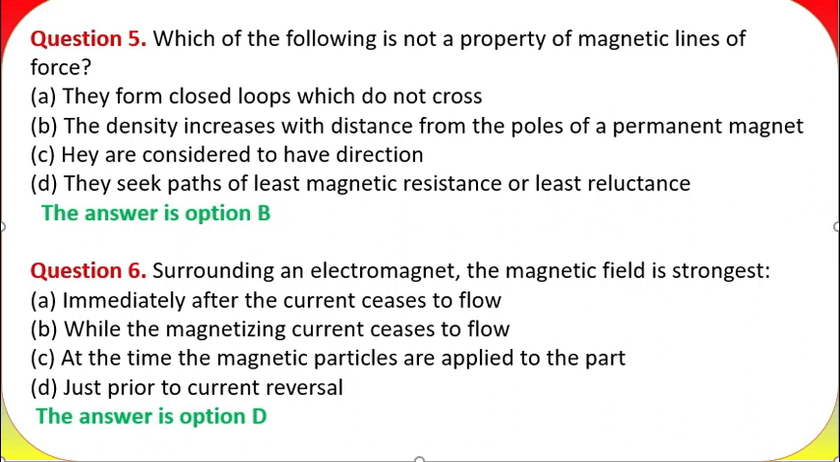Question 6. Surrounding an electromagnet, the magnetic field is strongest: A. Immediately after the current ceases to flow. B. While the magnetizing current ceases to flow. C. At the time the magnetic particles are applied to the part. D. Just prior to current reversal. The answer is option D.